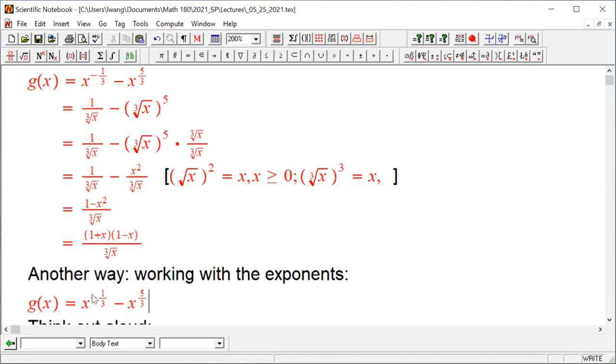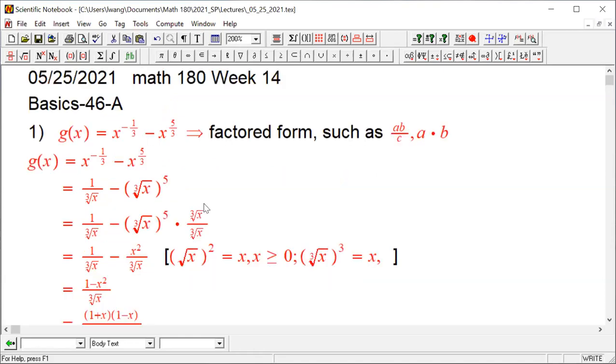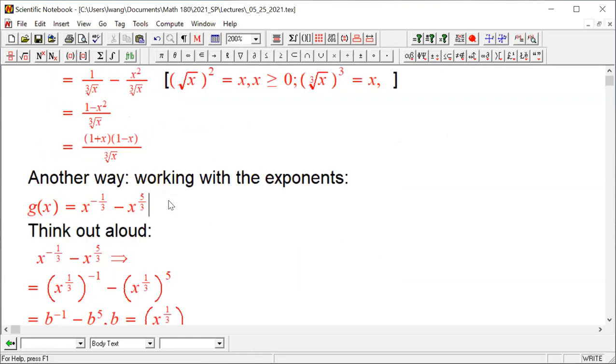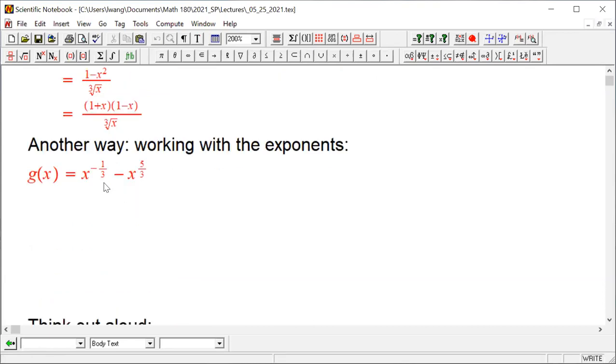I promise you, I'm going to show you another way to do it, working with exponents. I also like to give you some rules of thumb that usually work pretty well. Sometimes you'll see a power of one third, a power of one half, or a power of one fifth, and they're all similar. You might see one of those situations.